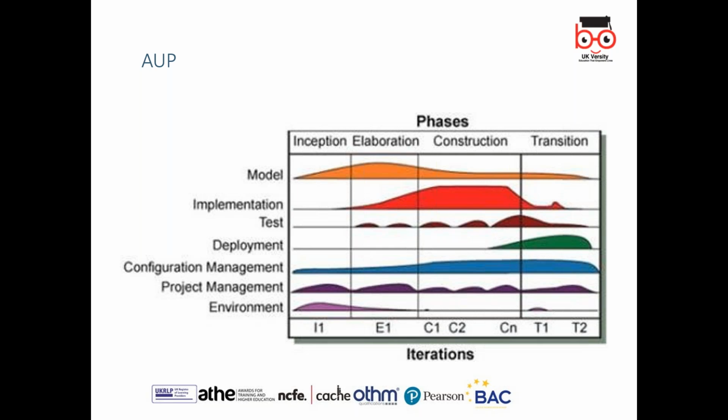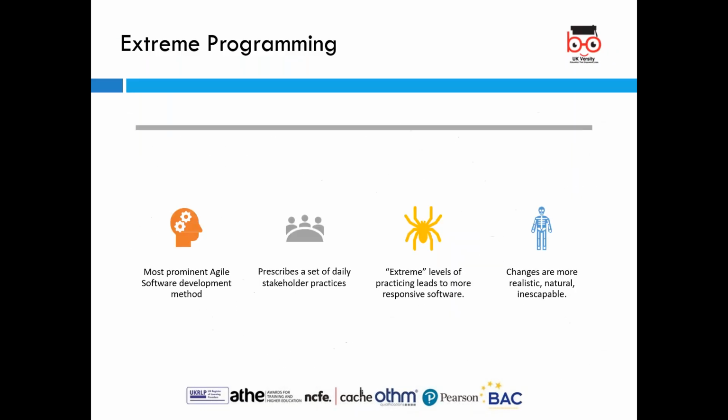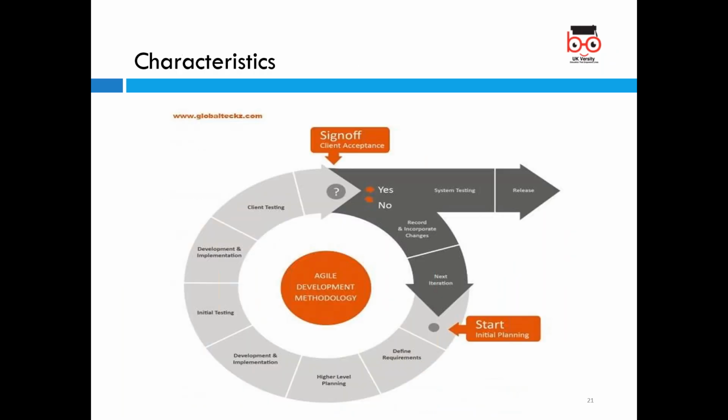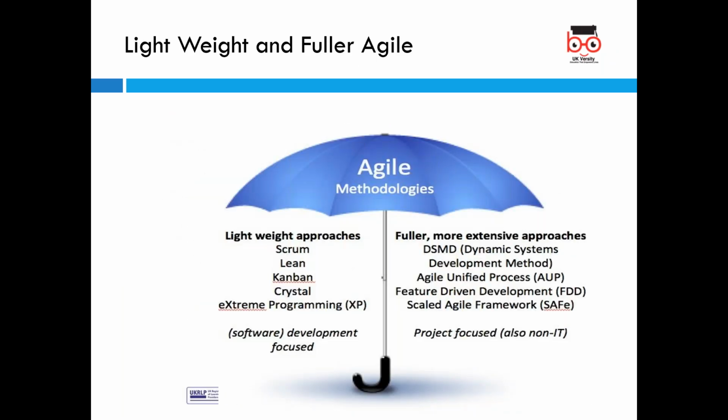So going back to the agile umbrella, we now explain agile unified process, which is a heavyweight approach.